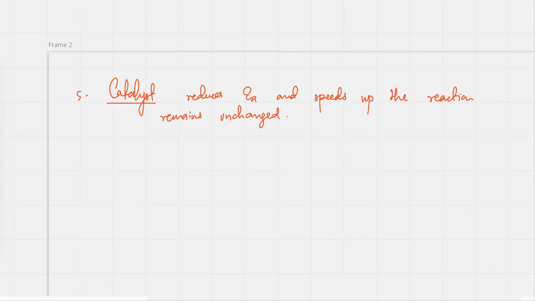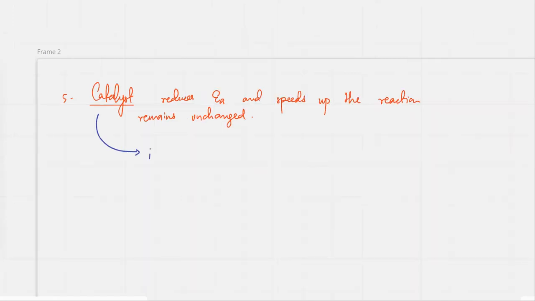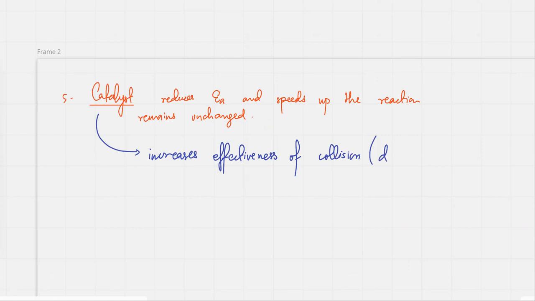Now the thing with a catalyst is, how does it work? First thing, it increases the effectiveness of the collisions. It does not change frequency. Like you had 100 collisions, now you still have 100 collisions. In the previous case, out of the 100 collisions, five of them led to a reaction. But now you still have 100 collisions, and 20 of them lead to a reaction. So it increases the effectiveness of collisions. It most of the time doesn't affect the frequency.